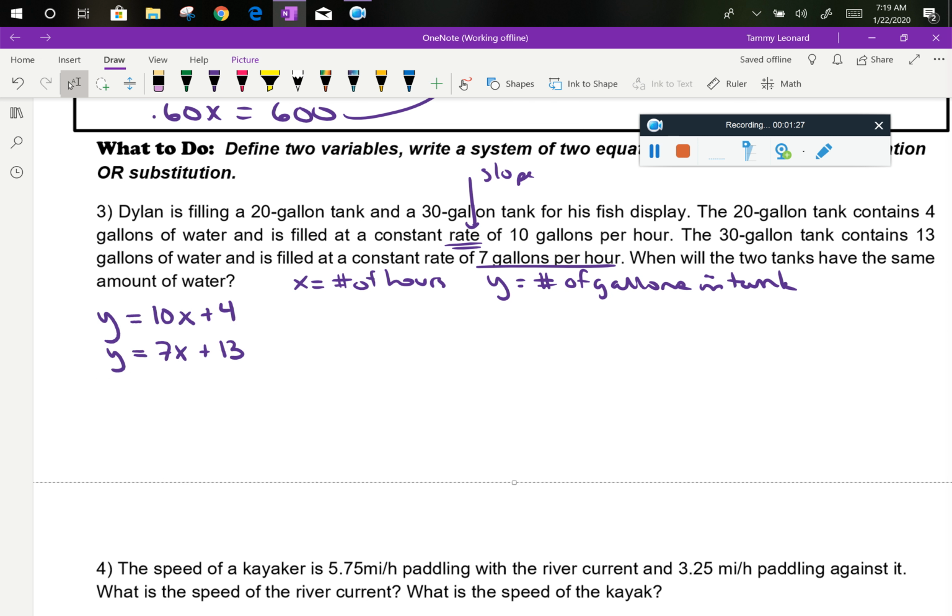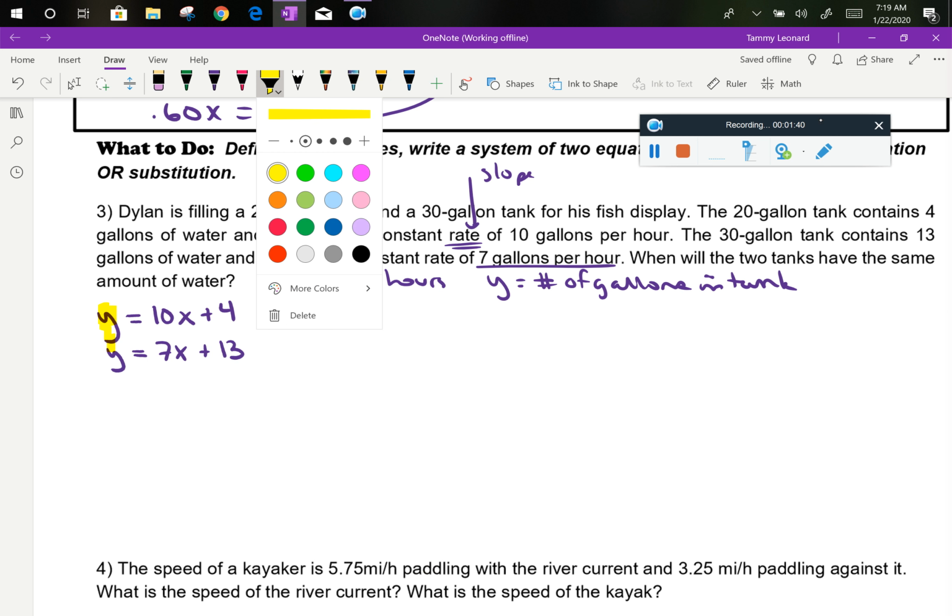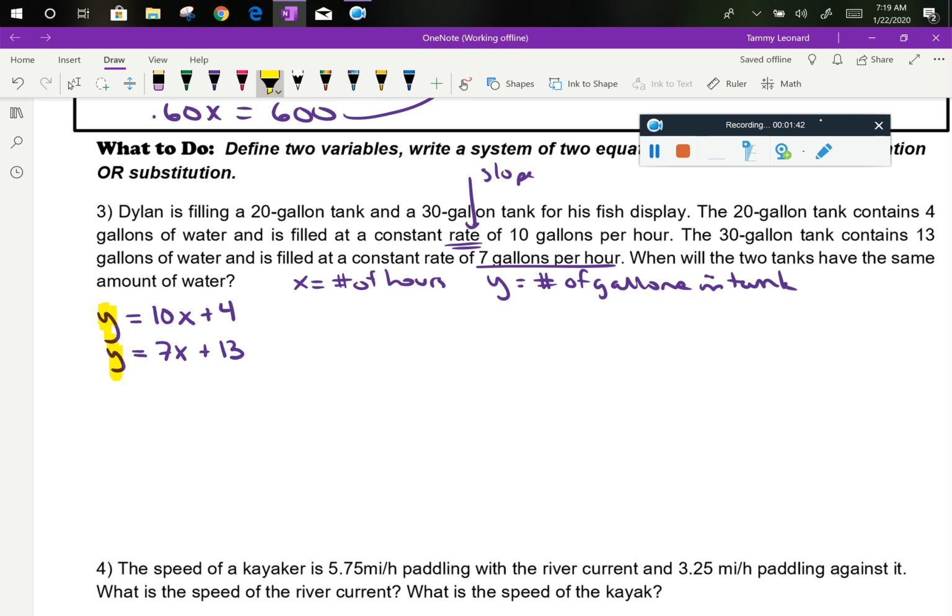As we've done previously, when we're solving with 2 equations where y is already alone, it makes sense to take that first expression and substitute it in for the other y. So that gives me 7x plus 13 is equal to 10x plus 4.